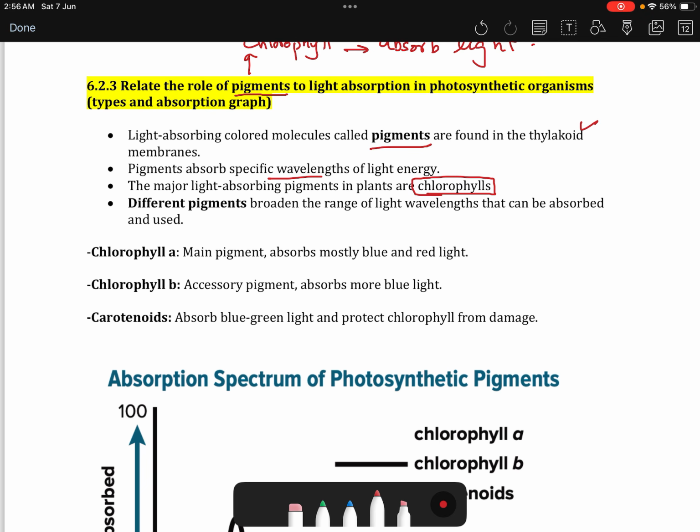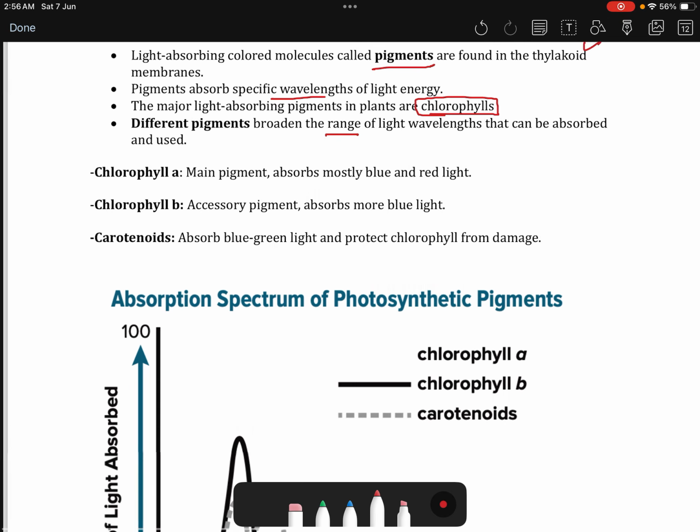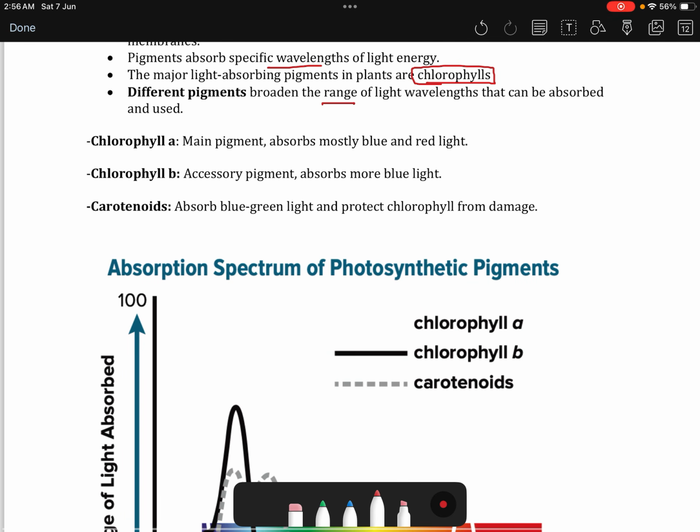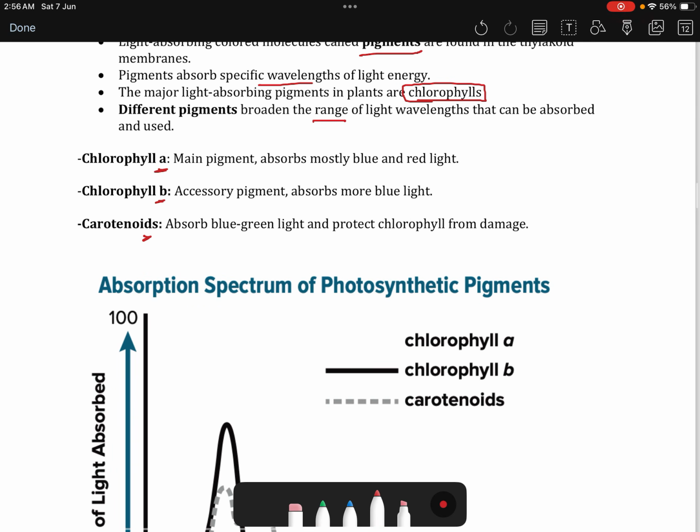Different pigments broaden the range of light wavelengths that can be absorbed and used in different times of the day. Chlorophyll A, chlorophyll B, and carotenoids are the pigments. Chlorophyll A is a major pigment or the main pigment. Main means major, and it absorbs mostly from blue to red. So please learn that it absorbs blue to red light. B and carotenoids are called accessory pigments, like they are the helping pigments. So they absorb additional to A. So it absorbs more blue light, absorbs blue light and protects the chlorophyll from damage.